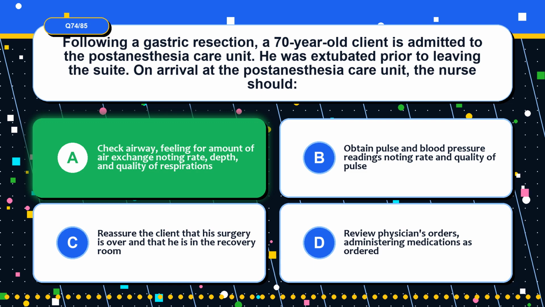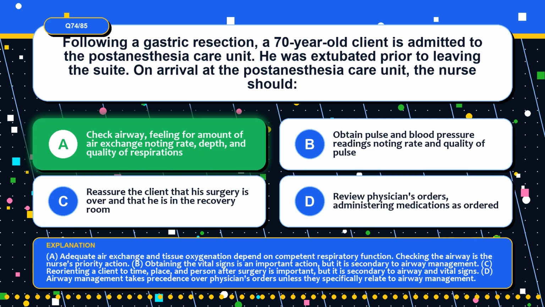The correct answer is option A. Check airway, feeling for amount of air exchange, noting rate, depth, and quality of respirations. Adequate air exchange and tissue oxygenation depend on competent respiratory function. Checking the airway is the nurse's priority action. B. Obtaining the vital signs is an important action, but it is secondary to airway management. C. Reorienting a client to time, place, and person after surgery is important, but it is secondary to airway and vital signs. D. Airway management takes precedence over physician's orders unless they specifically relate to airway management.